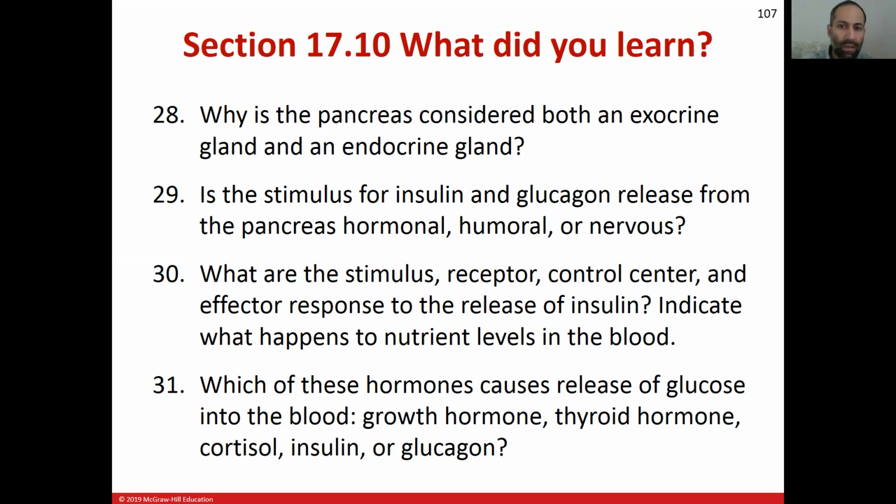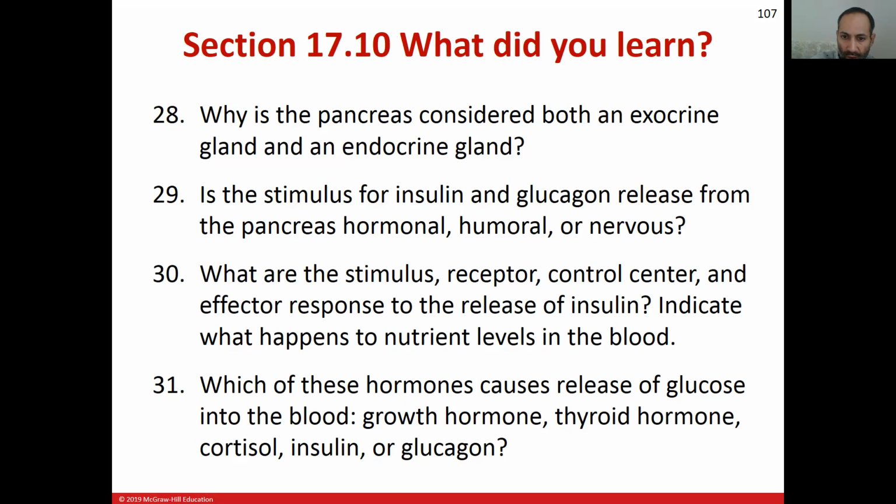That's a humoral response. What are the stimulus, receptor, control center, and effector response to the release of insulin? The stimulus is too much sugar. The receptor is your brain, the hypothalamus. The control center, again, the hypothalamus, right? And the effector response is you release insulin, which causes that extra sugar to go inside of your cells.